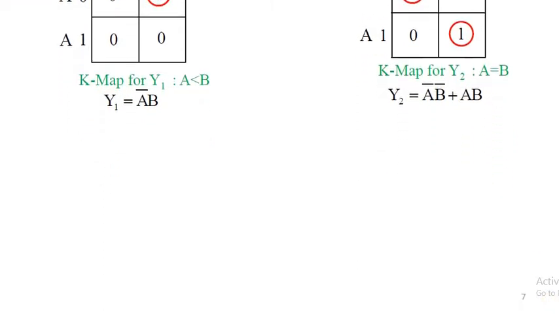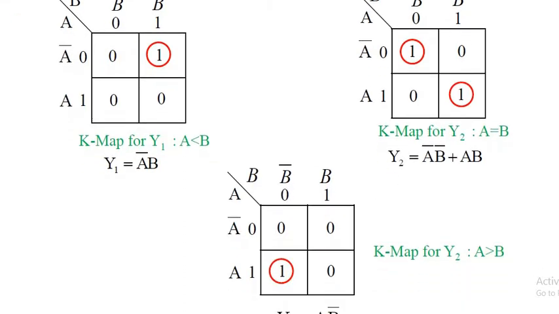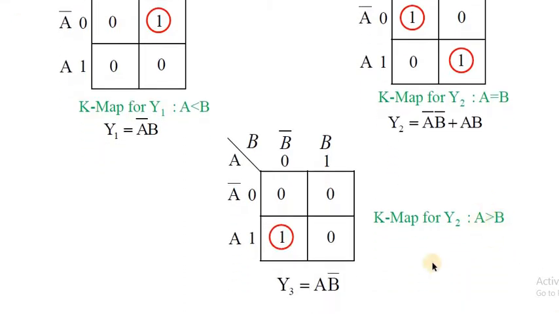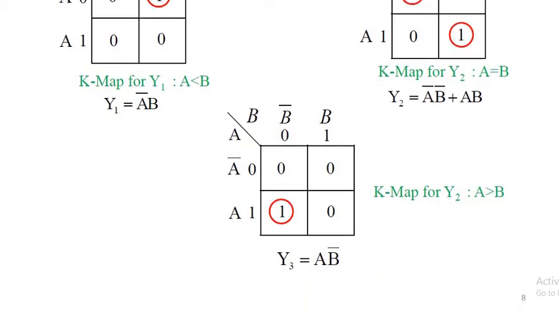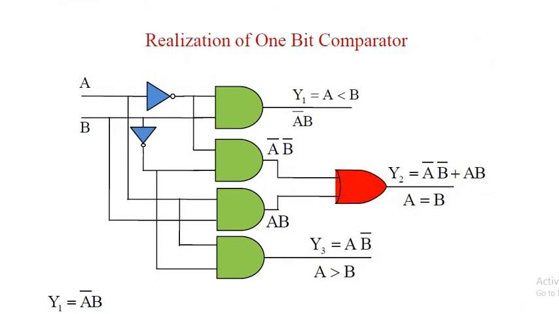After that, for y3, another K-map. For y3, A is greater than B. Here, when there is 1 at 1 0, this is the group by using the truth table. The value of this single bit group is A B bar, and this is said to be y3. These are the logic expressions y1, y2, y3.